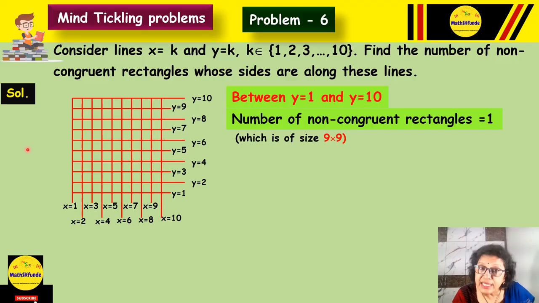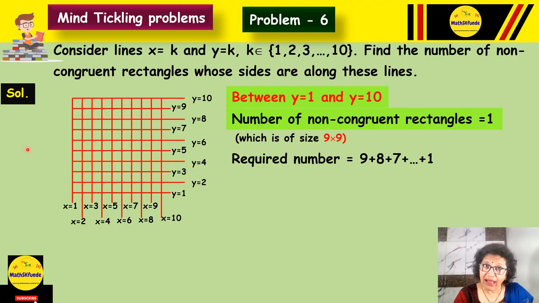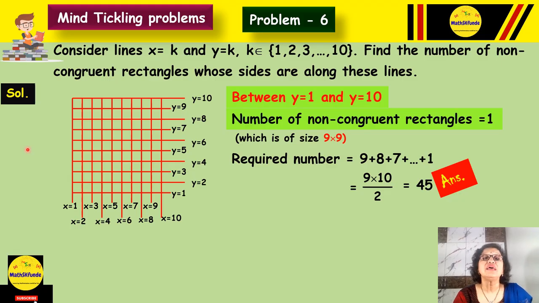So the first case had given me 9 rectangles, the second case gave me 8 rectangles, then next 7, then 6, and so on, right? So in total, how many rectangles will you have, the ones which are non-congruent? 9 plus 8 plus 7 up to plus 1. That is nothing but a sum of numbers in AP, and we know the formula. By the formula, the total sum would be 9 into 10 upon 2, which is 45. So that is the number of non-congruent rectangles formed by the lines x equal to k, y equal to k, and k belongs to 1 to 10.